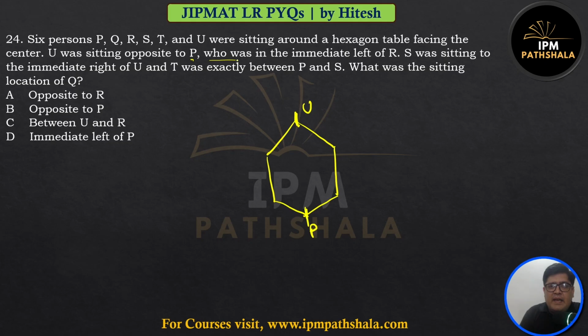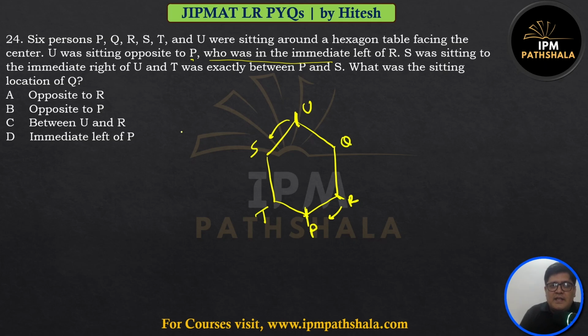P is the immediate left of R. So this is R. This is immediate left. S was sitting immediate right of U. This is U. Right will be anti-clockwise. This will be S. This is anti-clockwise. Right will be here. And T was exactly between P and S. This is T. So the only person remaining is Q.